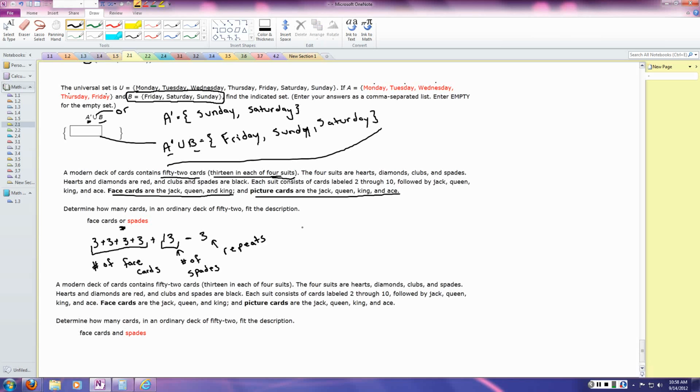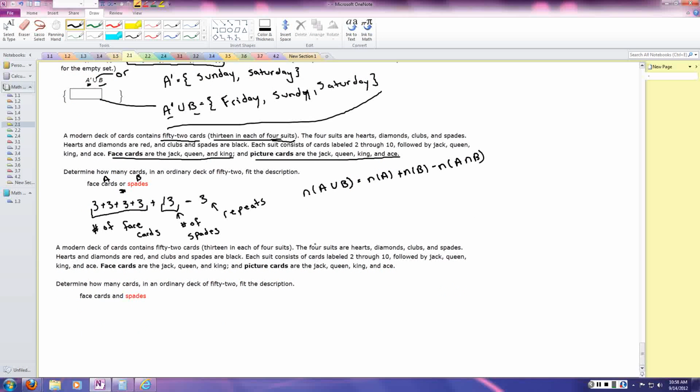What that means mathematically is, let's call this set A being face cards, B being spades. The number of elements in A union B, because that means or, would be the number of elements in A plus the number of elements in B minus the number of elements in A intersection B. And those are going to be the repeats.